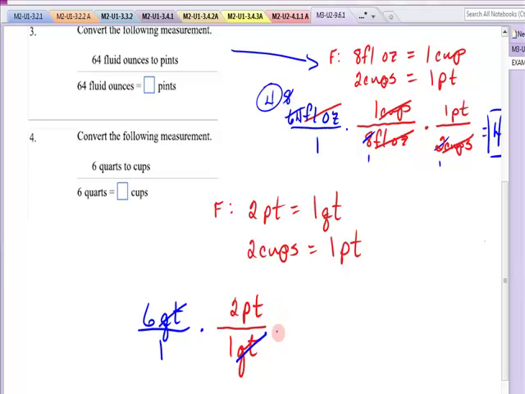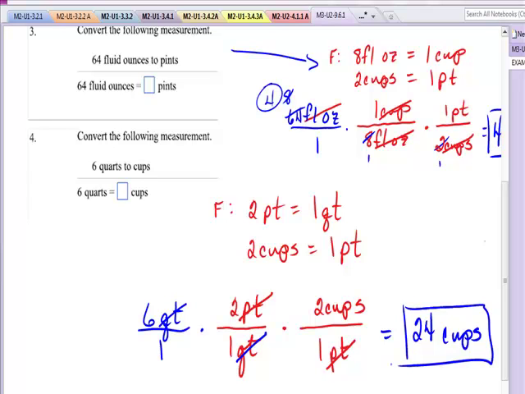Now it's pints. All right, I want to get rid of pints. So I look at the second fact, 1 pint on the bottom, and what will have to go on top is 2 cups. The pints are gone. I'm left with cups. I wanted to go from quarts to cups. It took me 2 facts to do it. There was no division with the numbers. So I have 6 times 2 is 12, times 2 is 24 cups.